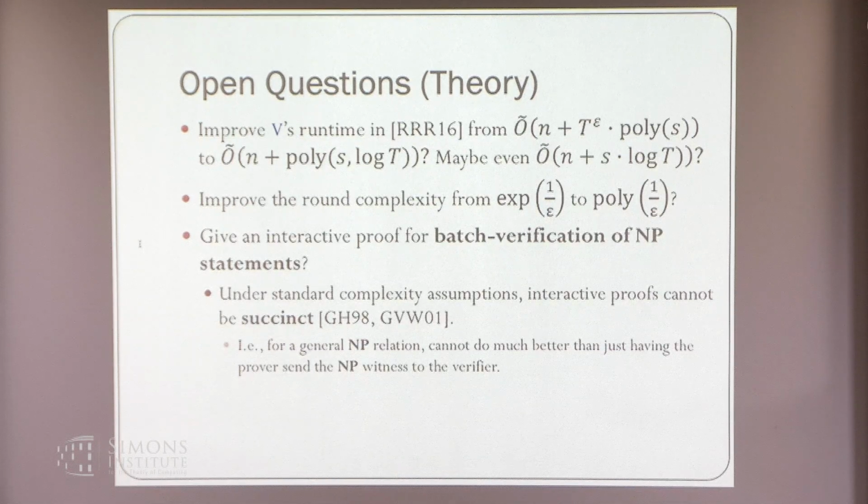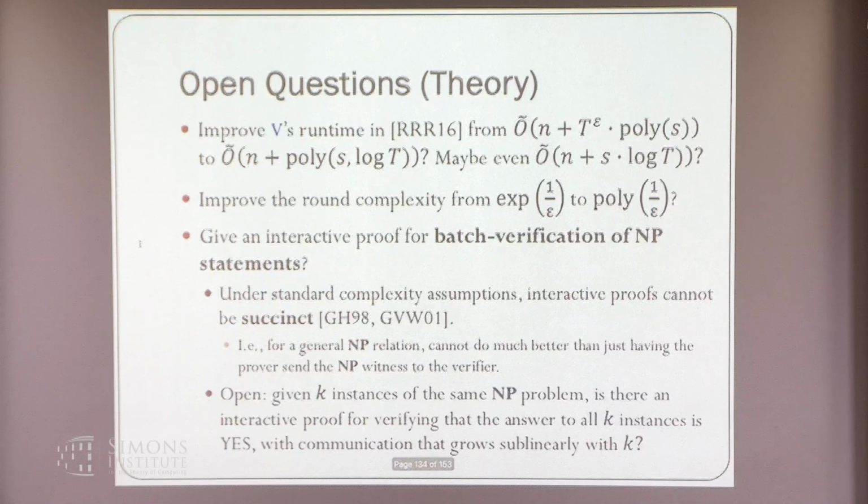Okay. There's also a very nice question about what's called batch verification of NP. So here's the situation. Interactive proofs themselves cannot be what's called succinct. This means if you're trying to verify an arbitrary NP relation, unless something crazy happens that we don't believe should possibly happen, you can't really do better than just having the prover send the NP witness to the verifier. Okay, so to get succinct protocols, you need to use cryptography, and we're going to hear about that tomorrow.